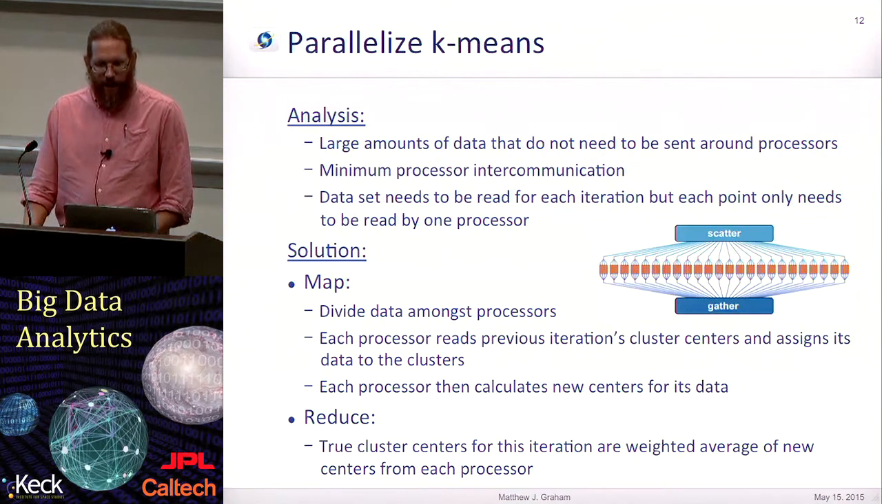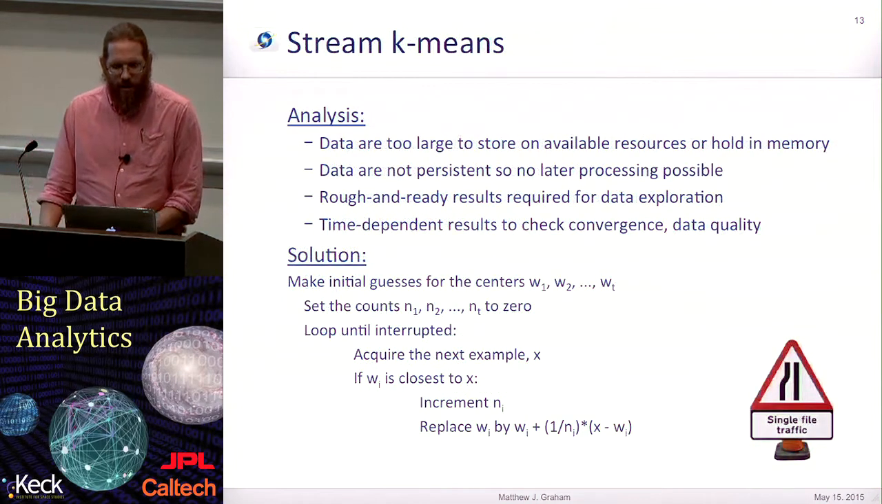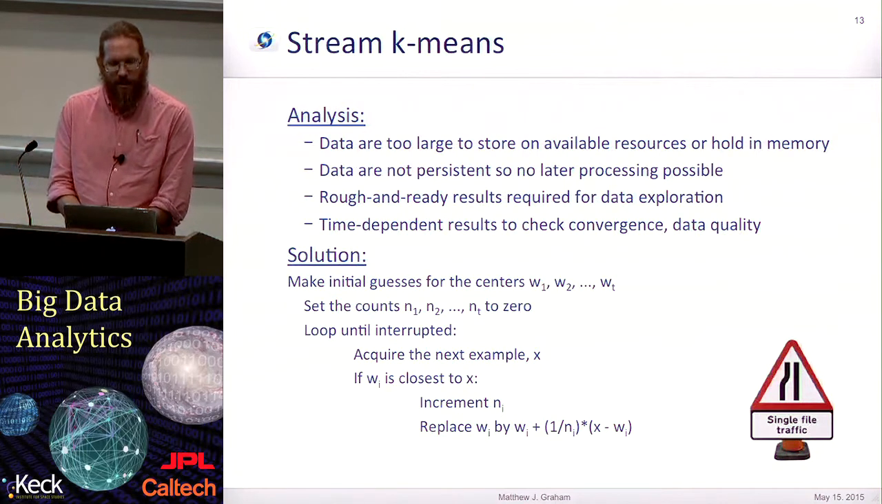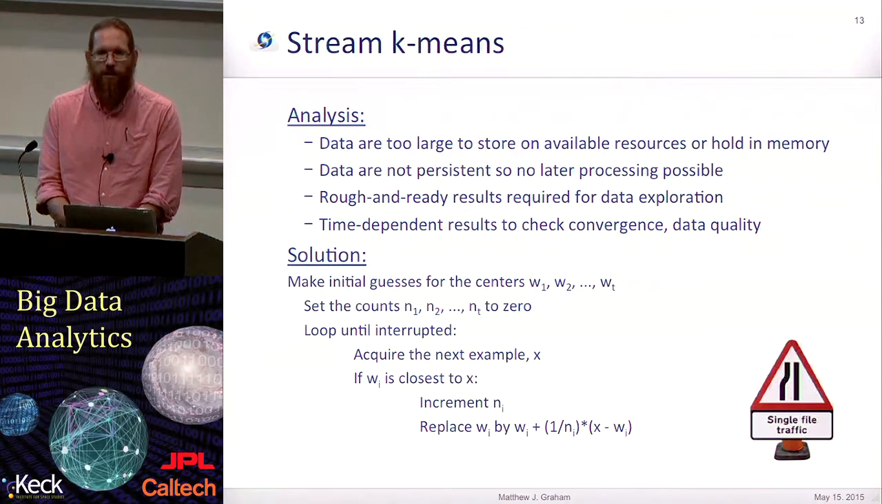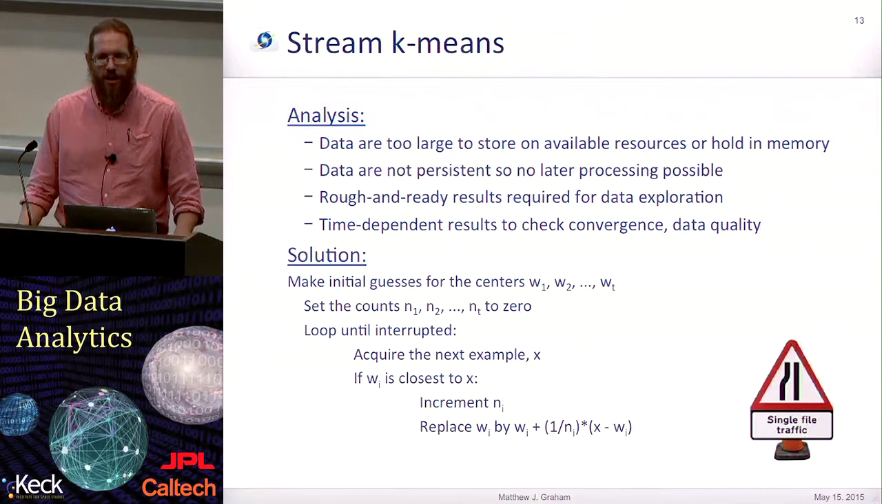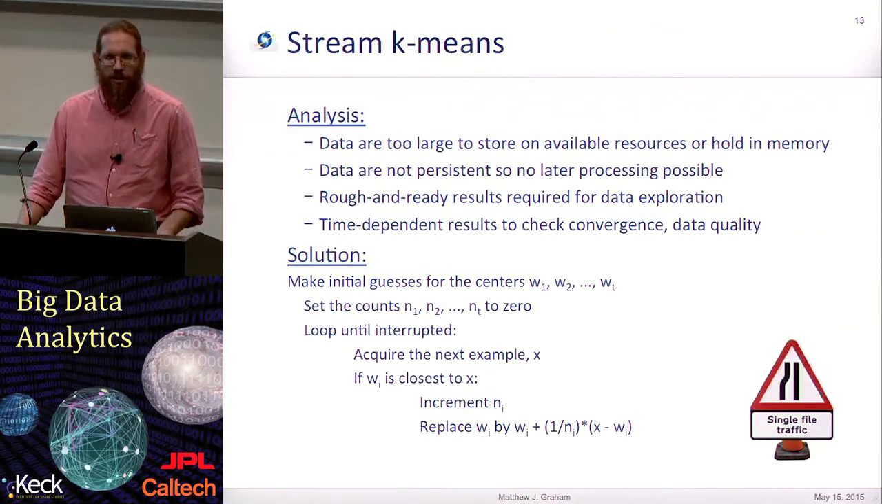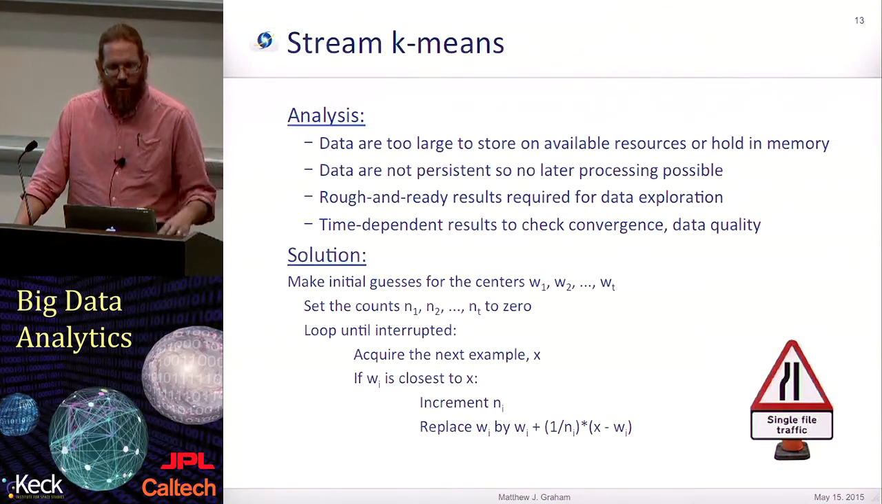Now, what happens if I don't have persistent data? What happens if I have a data stream? So the case here is that I want to do k-means clustering on my data, but my data are too large to store on available resources. I know I'm going to be working with a petabyte data stream, and I only have 100 terabytes of data storage available, or maybe there's too much data to hold in memory. Maybe the data are not persistent, so later processing is not possible.